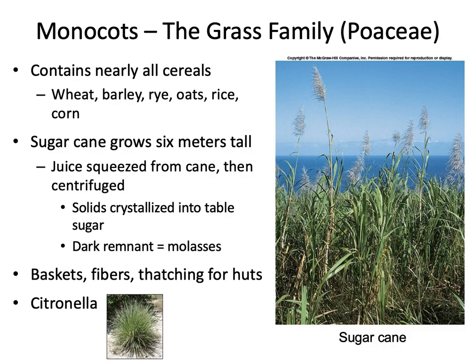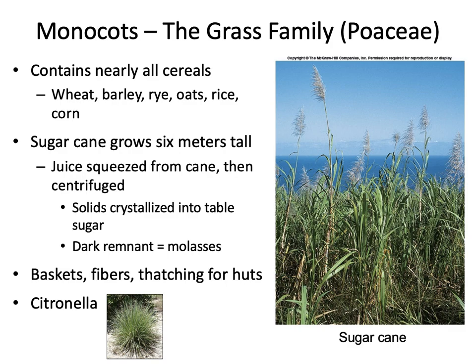Grasses are so economically important. The grass family includes nearly all of the cereal grains, including wheat, barley, rye, oats, rice, and corn, just to name a few. Sugarcane is also a grass. It can grow to 6 meters tall, and we get the sugar out of this grass by cutting it down, of course, and then squeezing the juice out of the cane.